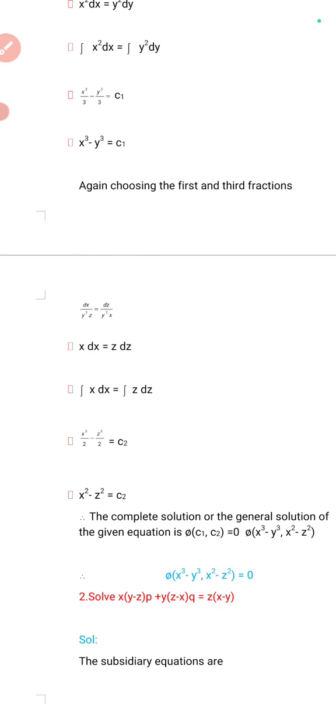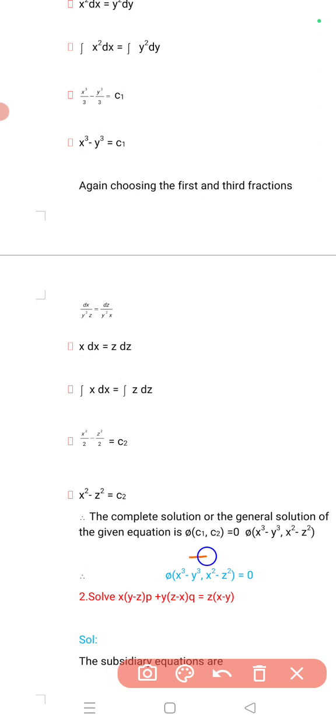So what is the general rule of writing the solutions here? Here see, phi of c1 comma c2 is equal to phi of x cube minus y cube comma x square minus z square. So as simple as that, phi of x cube minus y cube comma x square minus z square equal to 0. So here we end the solution of the problem.